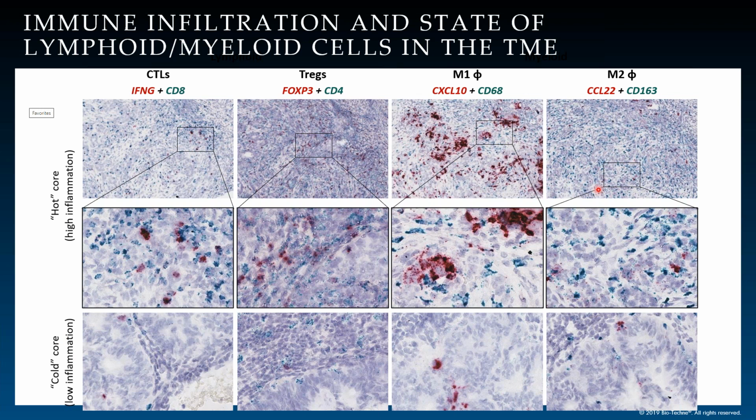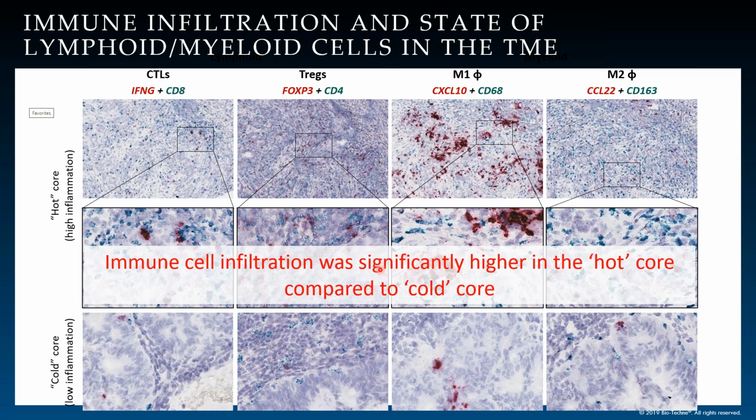An important thing again to highlight here is that RNAscope allows you to identify the cellular source of secreted factors like chemokines and cytokines, that is not possible by protein-based methods like IHC and IF. So ultimately, this helped us understand immune cell infiltration was significantly higher in the hot core tumor compared to the cold core tumor.